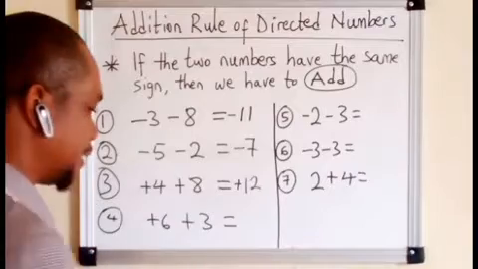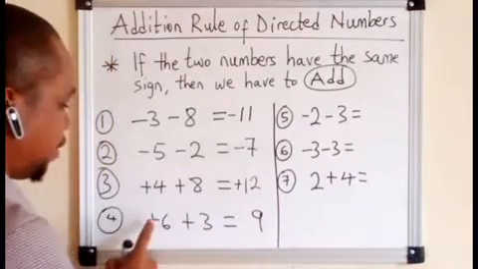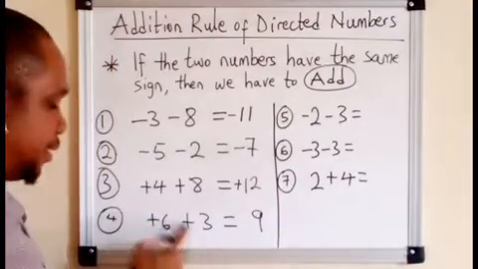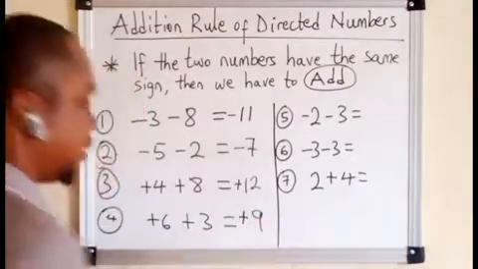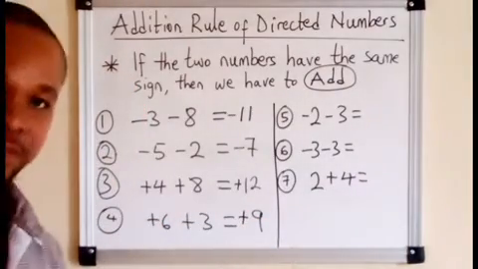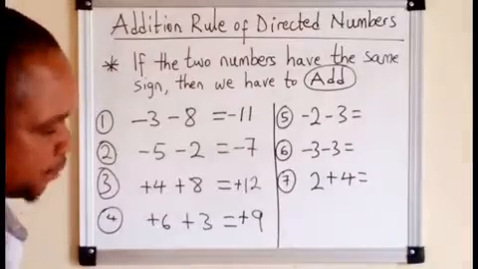So 6 plus 3 is 9. And then we can choose any of the signs since they are the same thing and put it in our answer here. So our answer becomes plus 9.